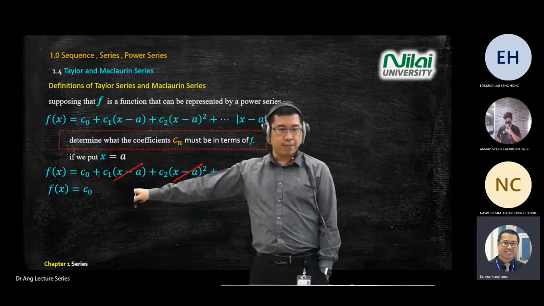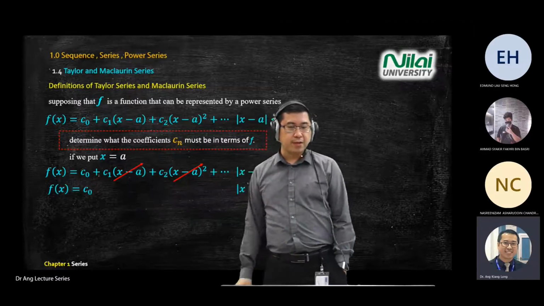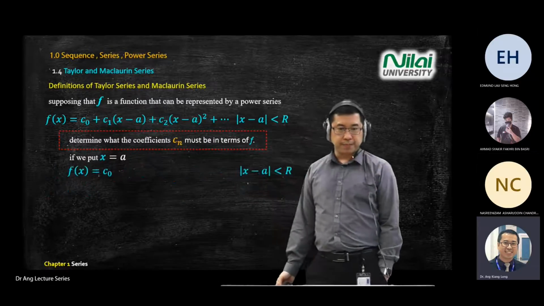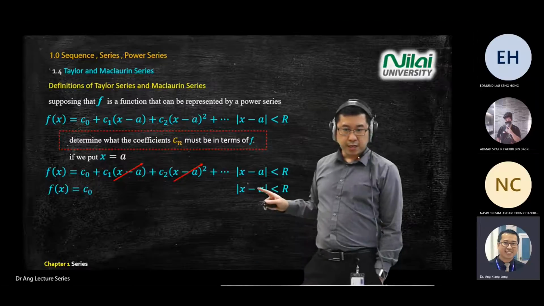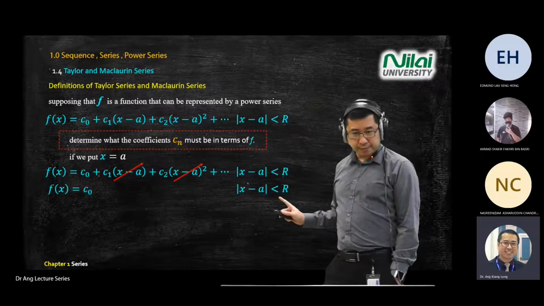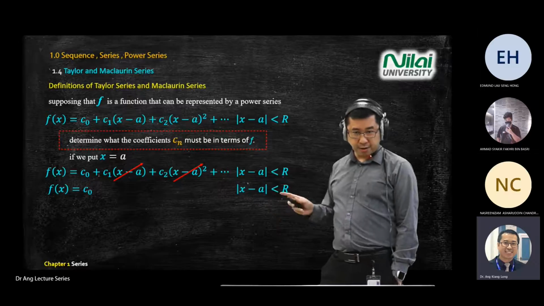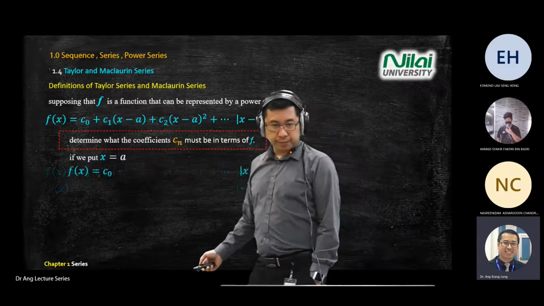Okay, we'll talk about the general equation now, so use the general equation to explain. And this is the convergence criterion: the absolute value of x minus a must be less than R.